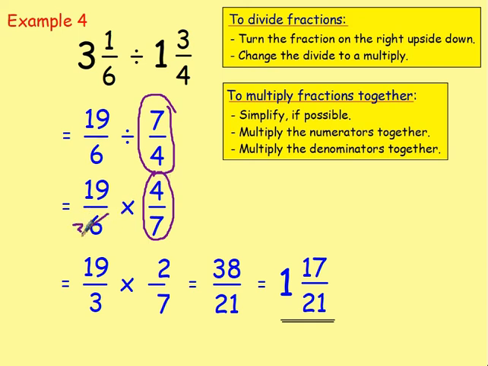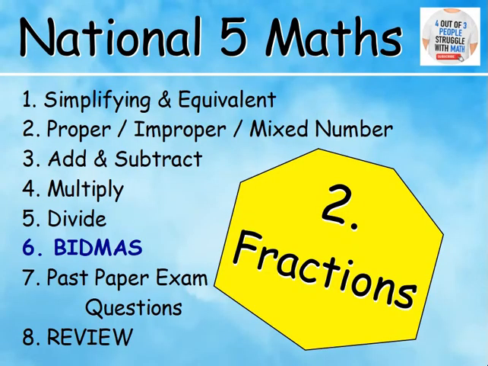So 6 divided by 2 is 3, and 4 divided by 2 gives you 2. Rewriting that to make it easier to see, I've now got 19 and the 3, and I've got the 2 and the 7. Multiply the numerators together, multiply the denominators together, and woohoo! You got it.